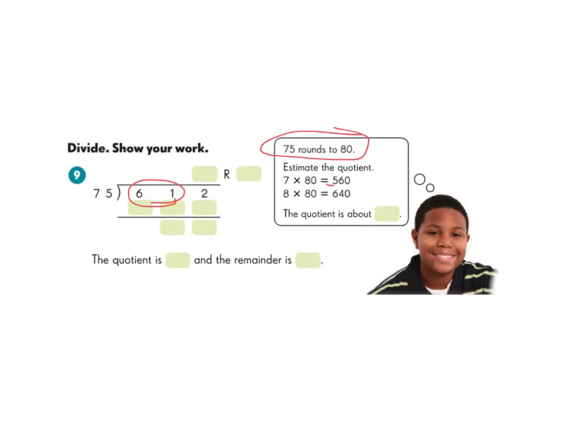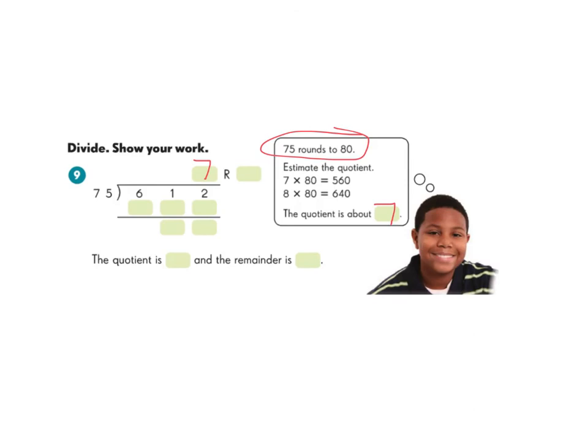Well, we could try 56, because 8 times 7 is 56, or 7 times 80 is 560, or we could try 64, because 8 times 80 would be 640, or 8 times 8 would be 64. Let's test 7. Why am I choosing 7? Well, because 640 is a larger number than 612. So I know immediately that 8 is going to be too big. Let's try 7 instead. Let's test 7.